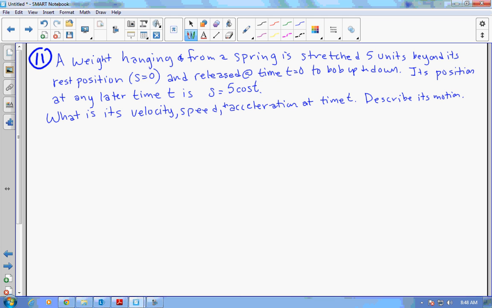Who's done something like this in a physics class? No? Oh, that's really writing uphill. Okay, so let's. Are you still writing or are you done?